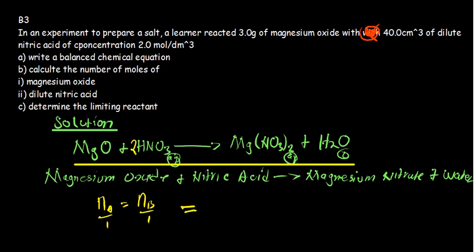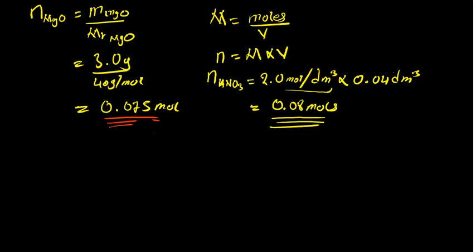It's not always that it's just going to end at B. It can be C, D, and so on and so forth. All right, so we need to compare now the number of moles that we have here and right here. So what we are going to do is pretend I don't know one of the moles here. Let's say I don't know the number of moles of nitric acid. Then I know the number of moles for magnesium oxide, which is 0.075.